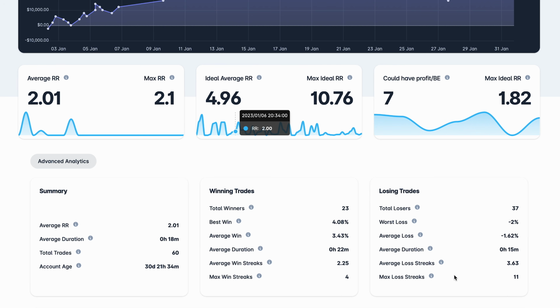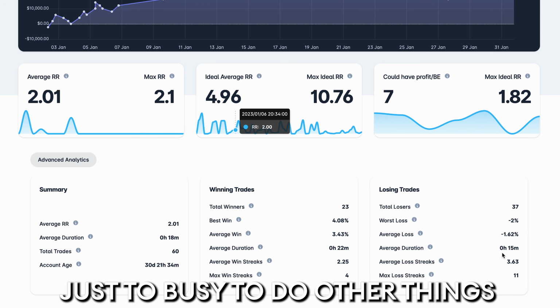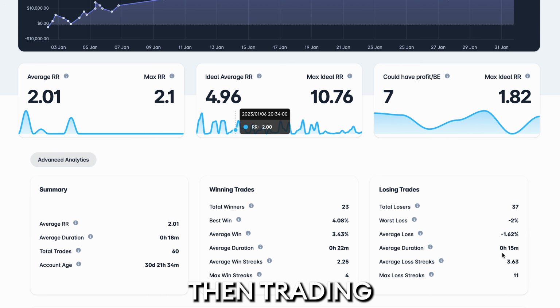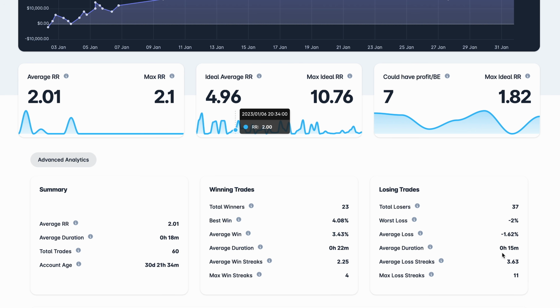Then very nice to notice is that our average duration of a trade is only 15 minutes, guys. So if you have a job or if you are just too busy to do other things than trading, and if your time window that you can actually trade on is so small, it's only 1 hour, this is for you guys. This is exactly for you.